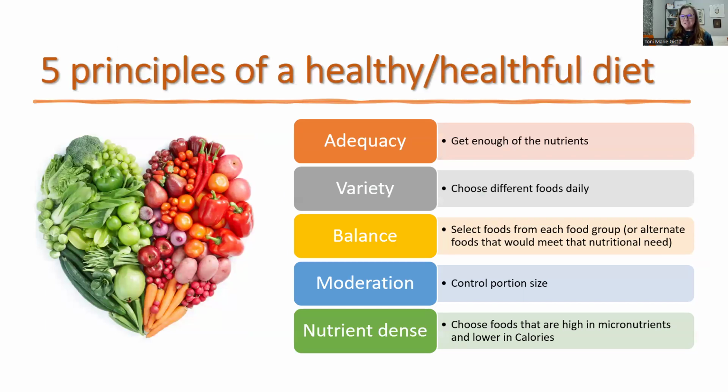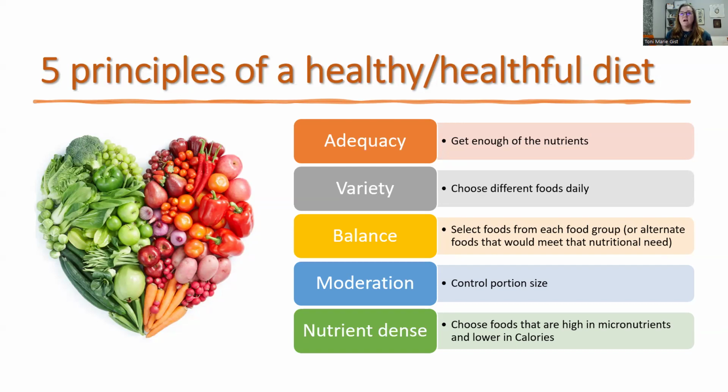And just as a little teaser, to let you know, the 5 principles of a healthy diet are adequacy, variety, balance, moderation, and nutrient density. So when we get to step 12, if we ask you to reference a principle of a healthy or a healthful diet, you should only be referencing these ones for the scientific terms. Adequacy means you're getting enough of the nutrients. Variety means you're choosing different foods daily.